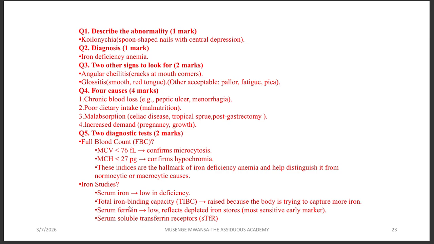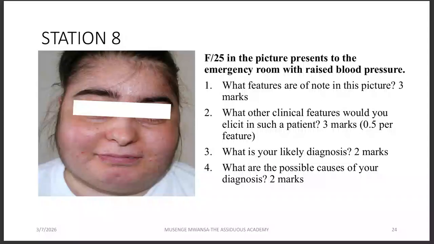Serum ferritin is going to be low. Ferritin is actually a store, okay, for iron. So it is going to be low because the iron stores have been depleted. And then there's also transferrin. Transferrin is actually a transporter, and the serum soluble transferrin receptors will start to increase, okay, so that you can actually bind as much iron as possible. So the serum soluble transferrin receptors will try to increase.